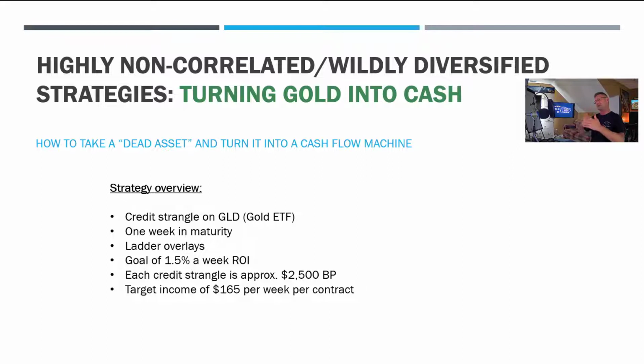That means that every single week, we're going to put another trade on top of the existing trade. So we have trades sitting on top of each other, and we're diversifying the strike prices. We're diversifying the levels that we're in on these trades at. So we have these ladder overlays going in. The goal of these credit strangles is just 1.5% a week ROI. That's what we're shooting for, 1.5% return per week.